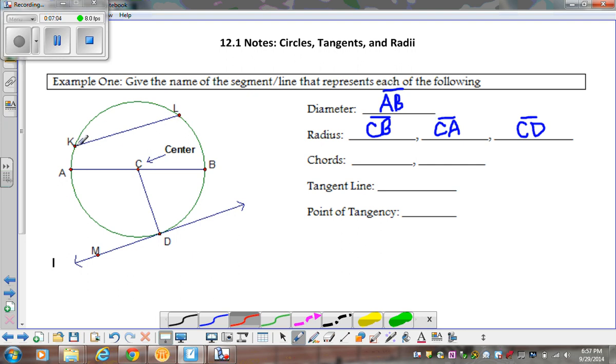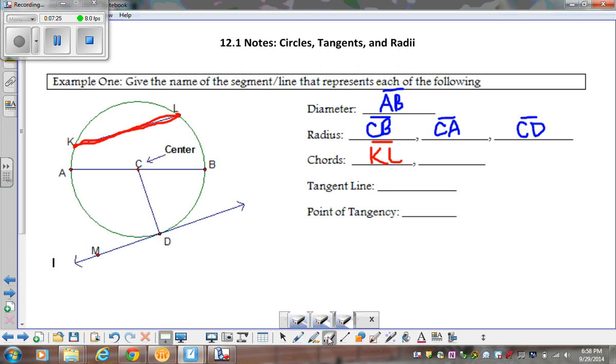So if we look right up here, segment KL right here, I'm trying to draw a straight line. This segment right here is a chord. Its endpoints, notice K and L, lie on the circle, and it's a segment. So that is one of my chords. So it's segment KL. Now, if you look at your picture, you might not be able to find the other chord. However, we've already actually named it.